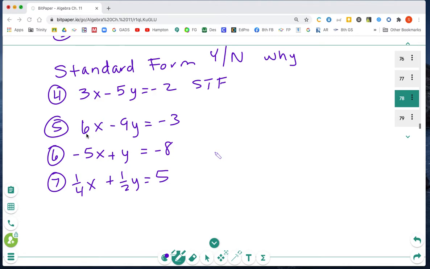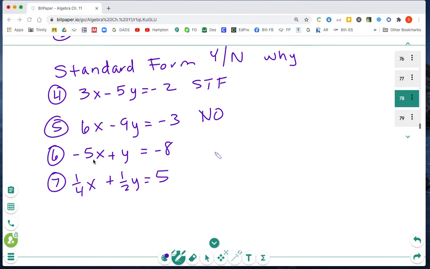Number 5. Is the x term first? Yes. Is it positive? Yes. Is it an integer? Yes. Is the second term y? Yes. Is it an integer? Yes. Is the constant or number term on the right side of the equal sign? Yes. Is it an integer? Yes. The greatest common factor for 6 and 9 is 3. The greatest common factor of 3 and 3 is 1. So they do not match. So this is not in standard form because the greatest common factor is 3.